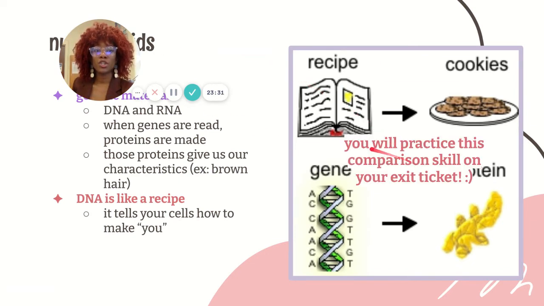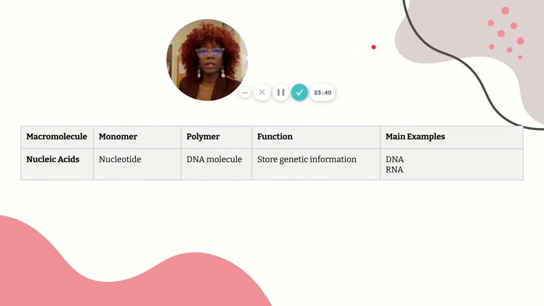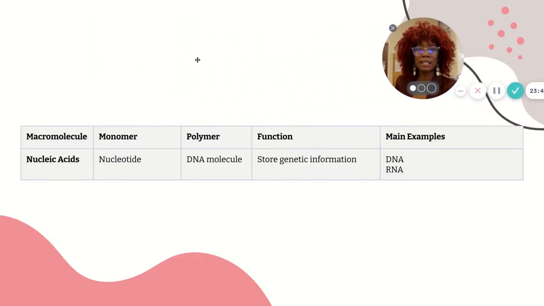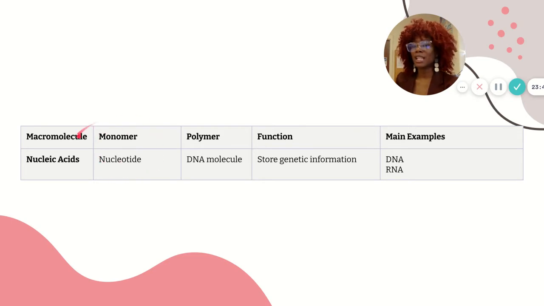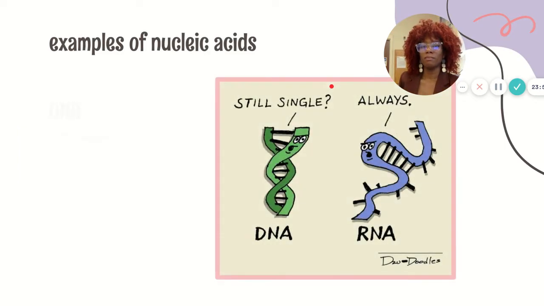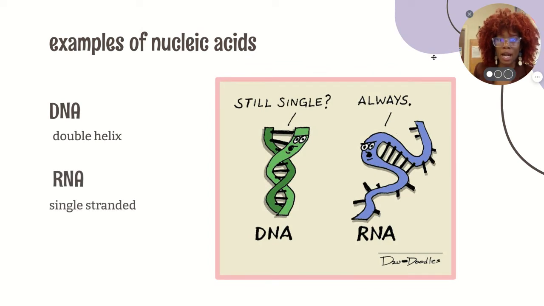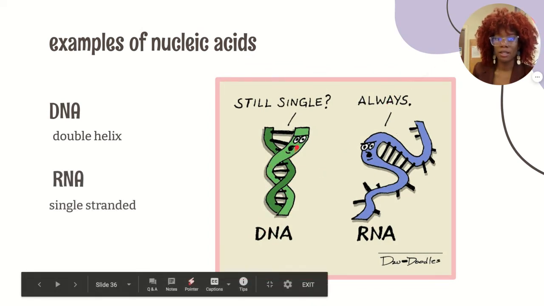One thing to note is that you're going to practice this comparison skill on your exit ticket. You're going to compare, I think, lipids and something else. So nucleic acids is the macromolecule. Their monomer is the nucleotide. We'll talk about those when we talk about DNA. Of course, their polymer is the molecule of DNA. Their function is to store genetic information, which codes for proteins. Again, their examples are DNA and RNA. The only difference between DNA and RNA is that DNA is double-stranded.